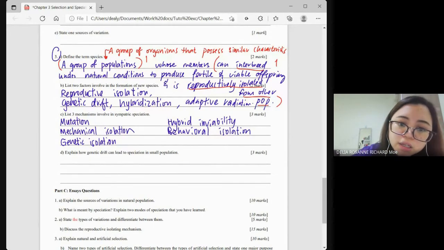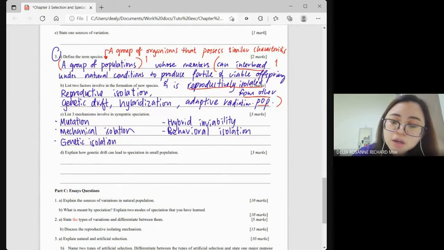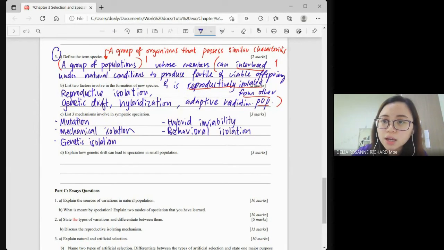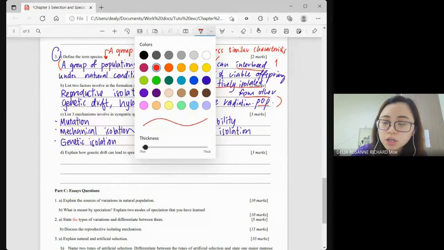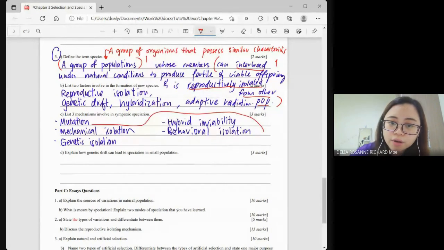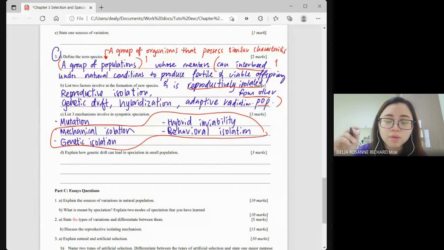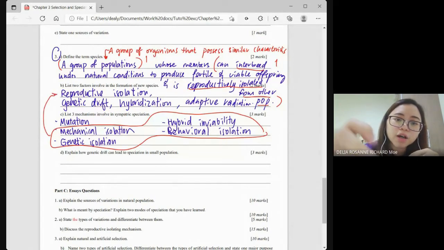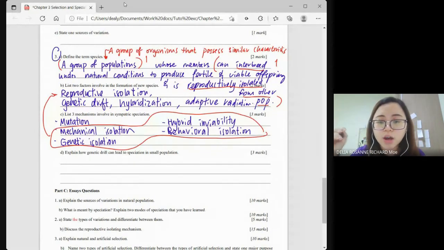So kelima-lima ini adalah mechanism yang membolehkan sympatric speciation berlaku. These are 5 mechanisms that can allow sympatric speciation to occur. They are also, 4 of them are included under reproductive isolation. Kalau kamu tengok 4 ini, mechanical isolation, genetic isolation, hybrid inviability dengan behavioral isolation termasuk dalam faktor reproductive isolation.